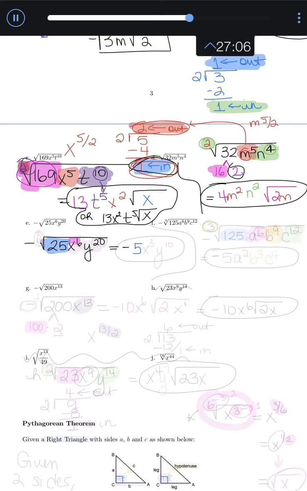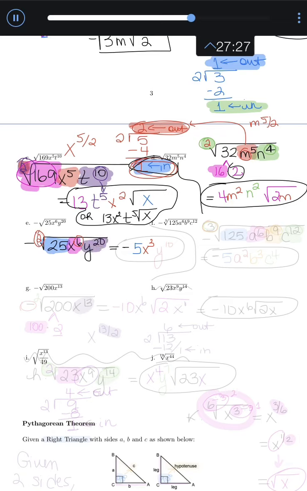I also have the square root of x to the 6th. Again, a square root meant that there was a 2 on that root. So 2 does divide into 6 evenly. 2 goes into 6 3 times, so exactly 3 x's come out. They're not inside the root. They divide out. And lastly, we've got a y to the 20th.